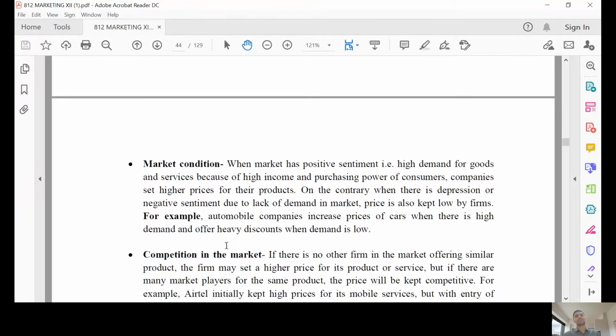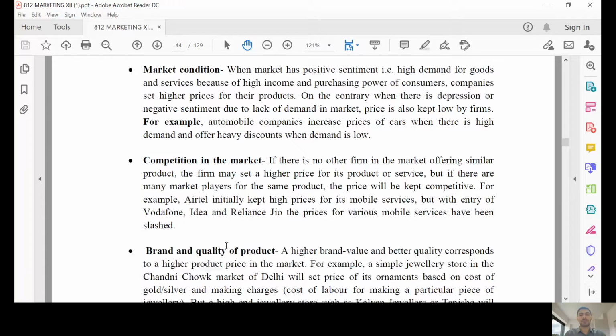Another important factor we should consider while fixing the price is market condition. If the market condition is not good or there is less demand for our product, we have to reduce the price. On the contrary, if the market condition is good, people have purchasing power, and there's a demand for our product in the market, in that case we can sell our product at a higher price.